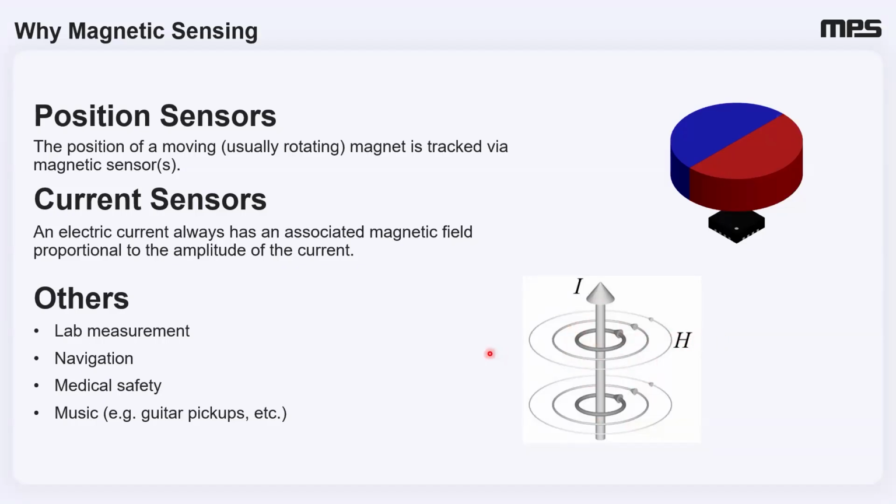There are obviously plenty of other types of magnetic sensing applications. We use it a lot in the lab. Everyone's phone has a solid state compass in it for navigation, where we sense the Earth's magnetic field. Medical uses it. Even music: a guitar pickup is essentially just a magnetic sensor. There are more than I could list, but these are the basics. That's why we care about magnetic sensing. Today I'm going to focus on position and current sensing, again, because that's what we do.